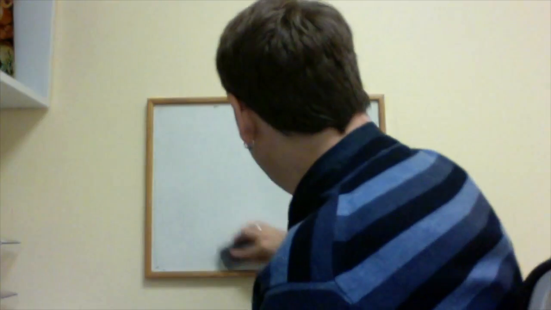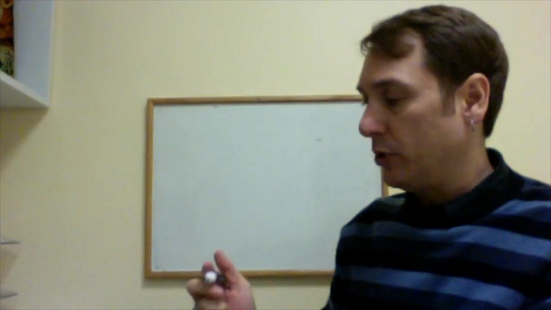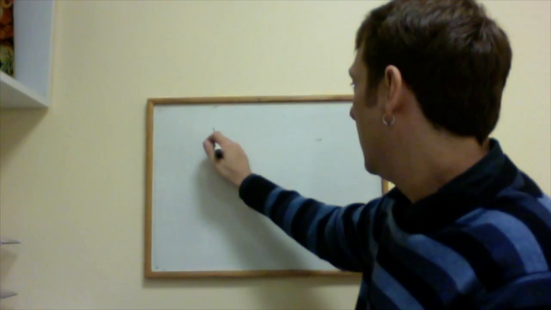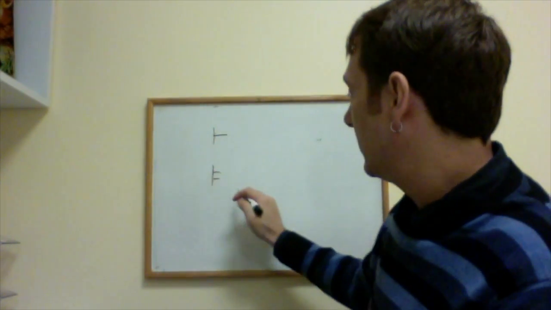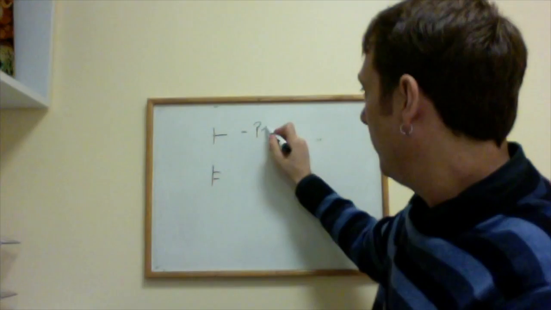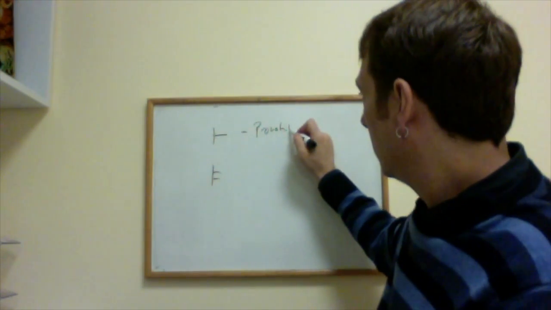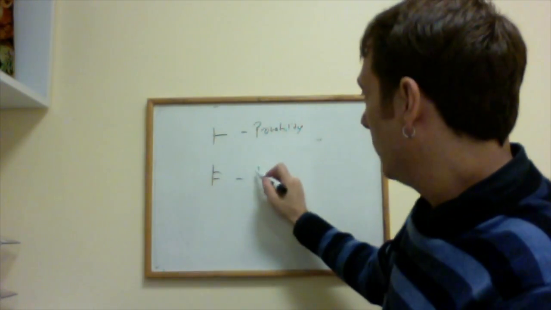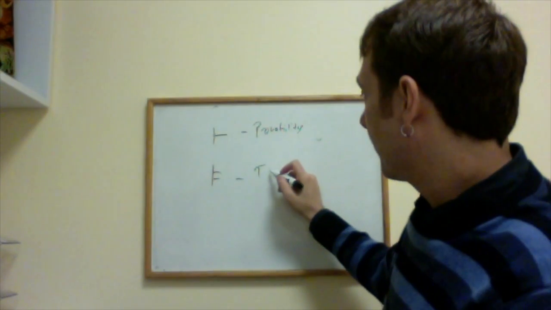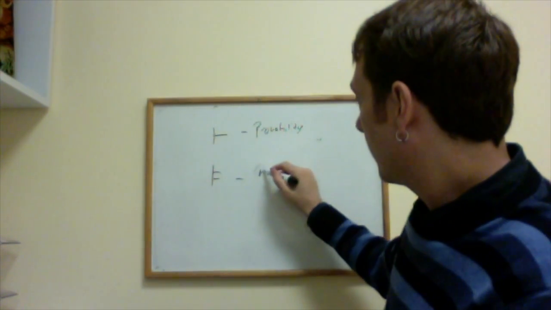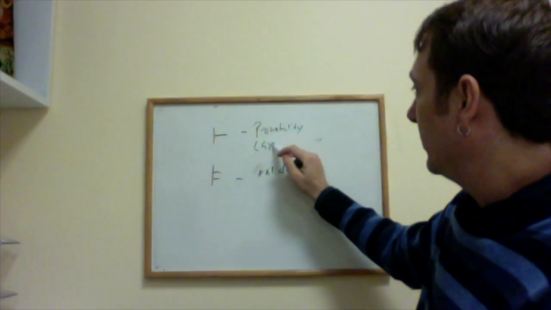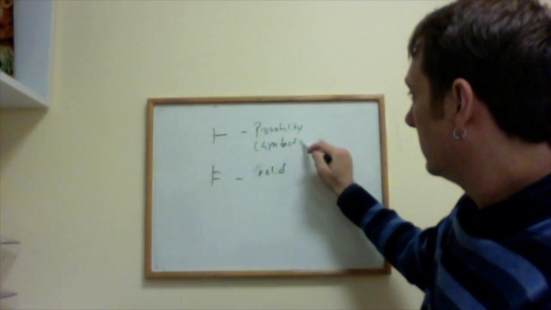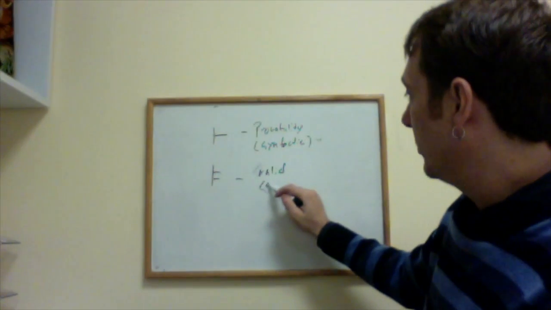Now, if we introduce just a couple of new terminologies here, so if we say this versus this, so this is the notion of provability. This is the notion that it's valid, which is a semantic notion. So this is a syntactic notion. This is a semantic notion.